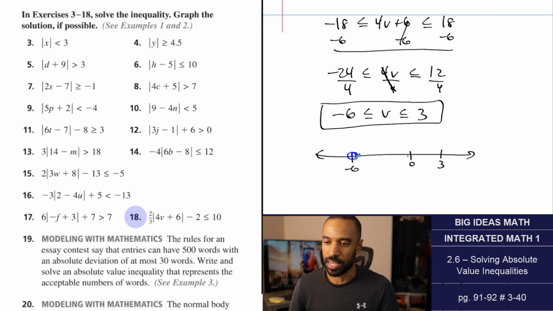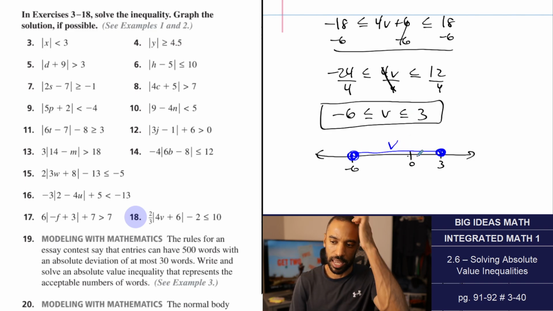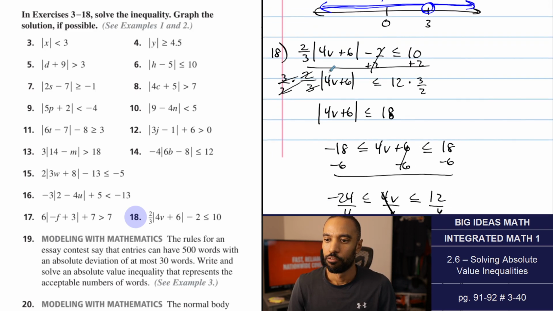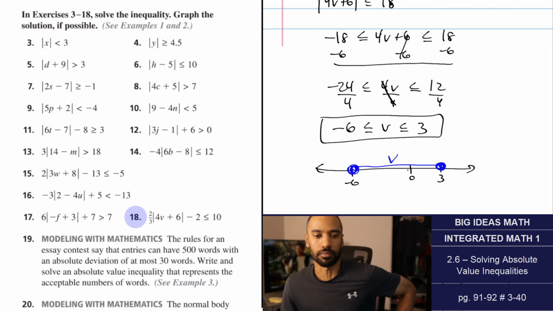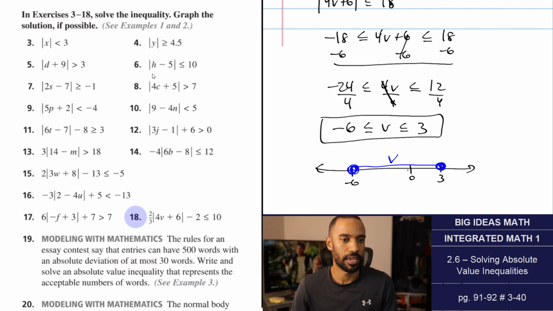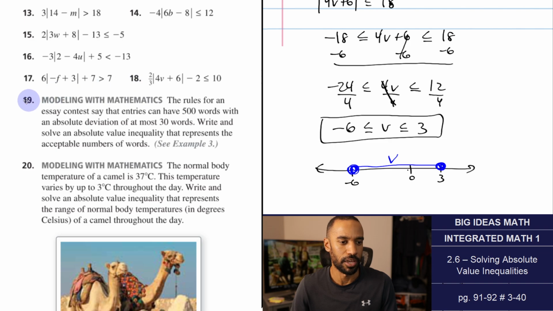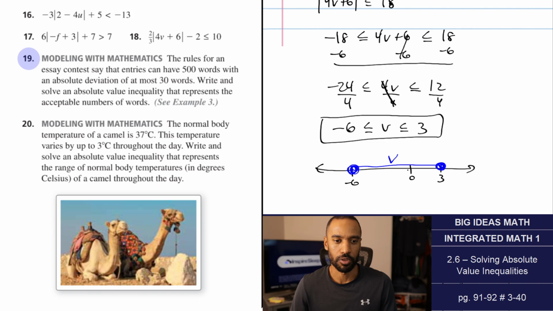So here's v between and including those. Again, 0 should work. Let's try that. 4 times 0 is 0, plus 6 is 6. 2/3 of 6 is 4. Absolute value is 4. 4 minus 2 is 2. 2 is less than or equal to 10. 0 works. Okay, good heaping of the problems. Not quite halfway done, though. So, number 19 and 20 on modeling with mathematics.